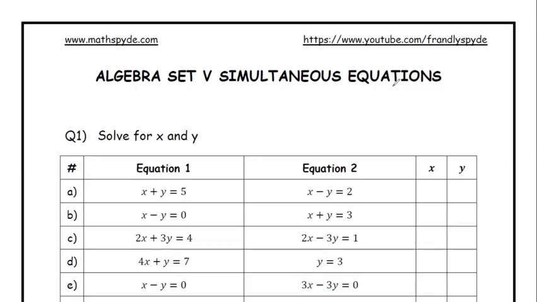Hi, this is Algebra Set V, Simultaneous Equations. So just a brief description, an understanding of equations, okay?